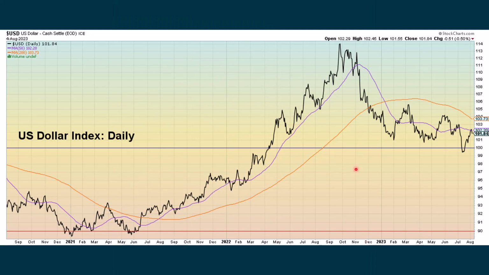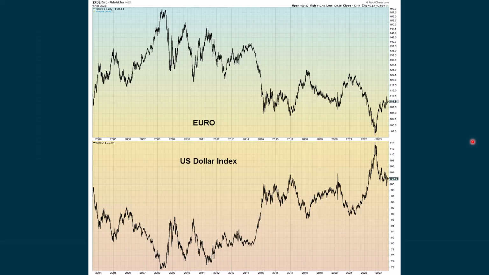Looking at the dollar, after dropping below 100, we were able to get back above that level. We even got back up into the 102s for a while. We ended up closing the week in the high 101s. Keep an eye on the euro. It's been declining lately against the US dollar, but overall it's still continuing to go up.